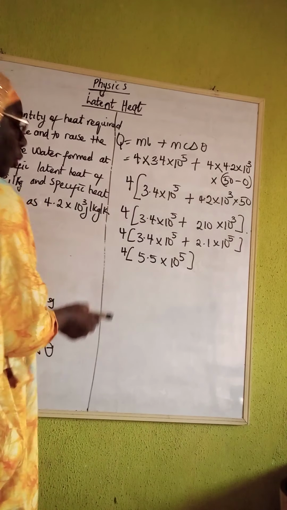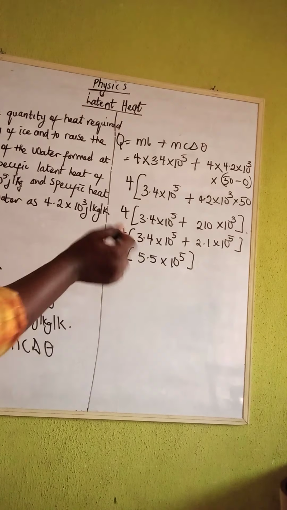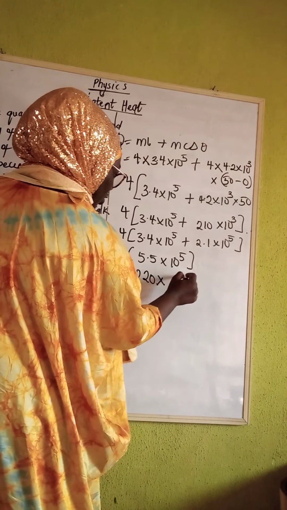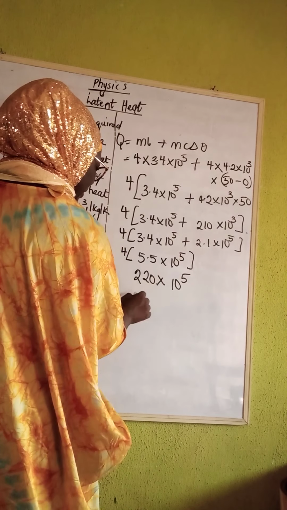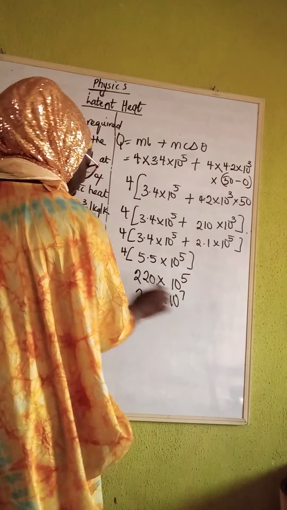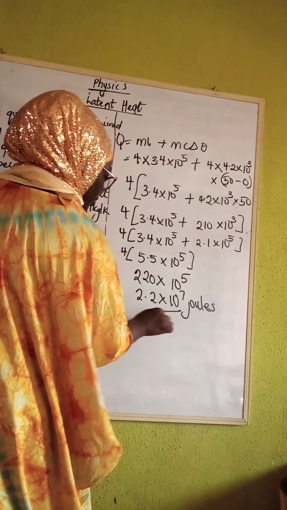Multiplied by 4, what do we have? 5.5 times 4, that should give us 22.0, so 220 times 10 raised to power 5. Change it to a correct standard form, 10 raised to power 7. Because it is quantity, that is joules.